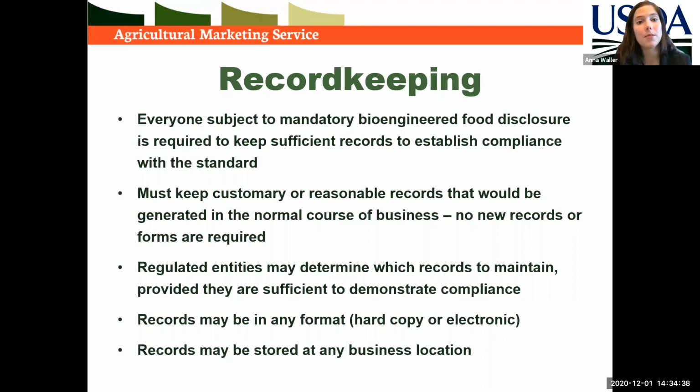All entities subject to the standard must keep sufficient records to show they are in compliance with the disclosure requirement. AMS requires that regulated entities keep customary and reasonable records that are generated in the normal course of business. It is up to each regulated entity to determine which records to maintain to demonstrate they are in compliance. These records can be kept in any format, including hard copy or electronic copy, and may be stored at any business location.